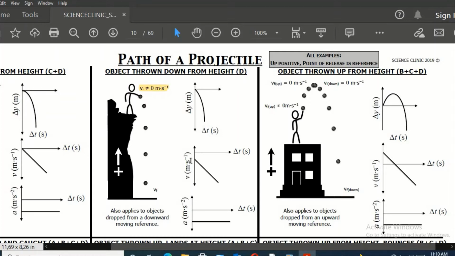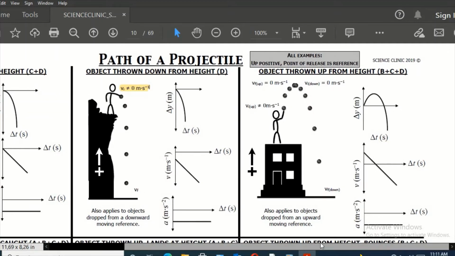You should know this. And then because its initial velocity was not 0, it's not going to start at the origin like this one. It's just going to start below the origin, because it's moving downwards, its velocity is going to be negative. That's why it starts there, just below the time axis, at a certain negative initial velocity, and then the acceleration curve is still the same.